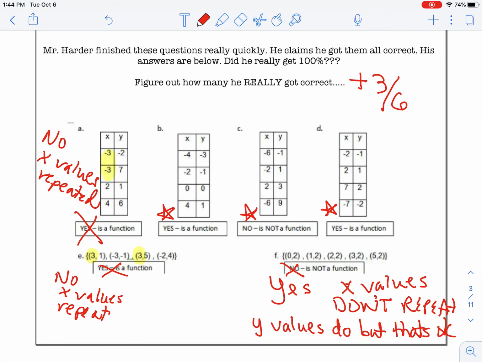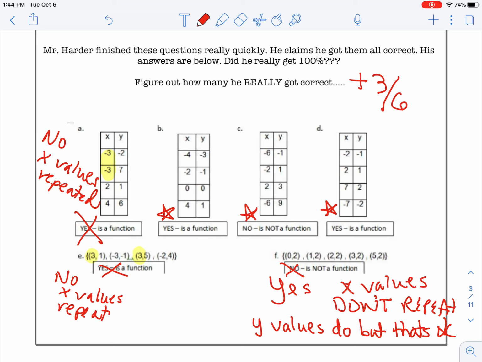So when we take a look at this, the first question is not a function because those x values of -3 are repeated. Letter B is a function, no repeats there. C, no repeats there. And neither with D. Remember, we're looking for the x values to be repeated. When we get down to the set of ordered pairs, we can see in question E that no, that is not in fact a function because the x value of 3 repeats.